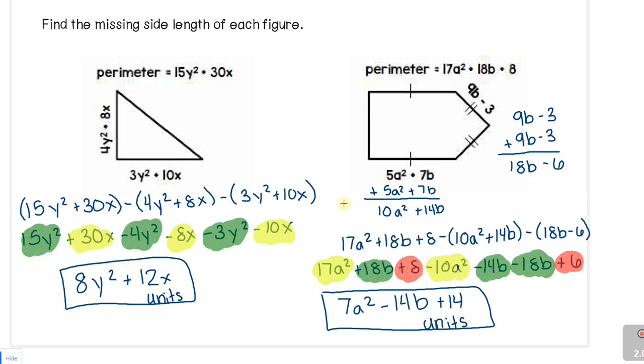So that is your lesson on adding and subtracting polynomials. Please reach out if you have any questions.